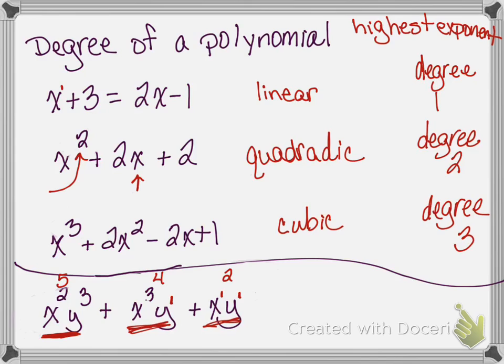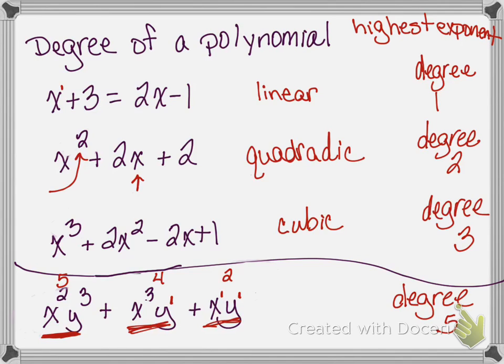Okay? For this trinomial, to find the degree of this trinomial, I'm going to take the degree of my highest monomial. So what is the degree of this? 5. The degree of this is 5. I don't add the degrees of each monomial together. I look at the individual monomials.